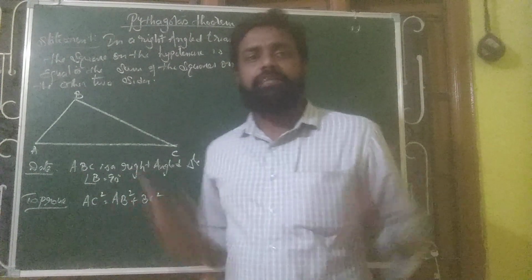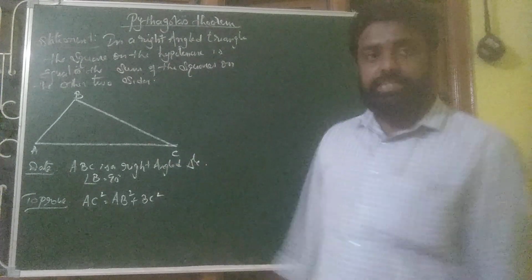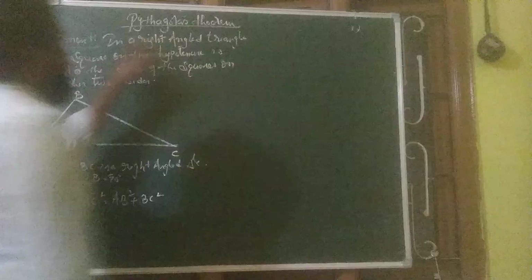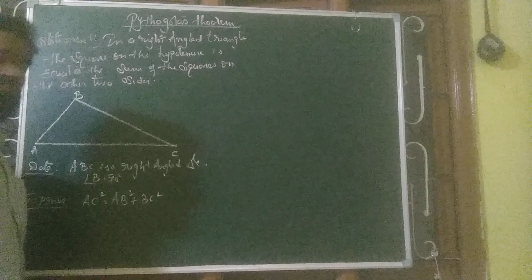So today, myself Rahim sir, I will try to explain what Pythagoras theorem is. The statement is as follows: in a right-angled triangle, the square of the hypotenuse is equal to the sum of the squares on the other two sides. Okay, this is a figure, a right angle triangle.